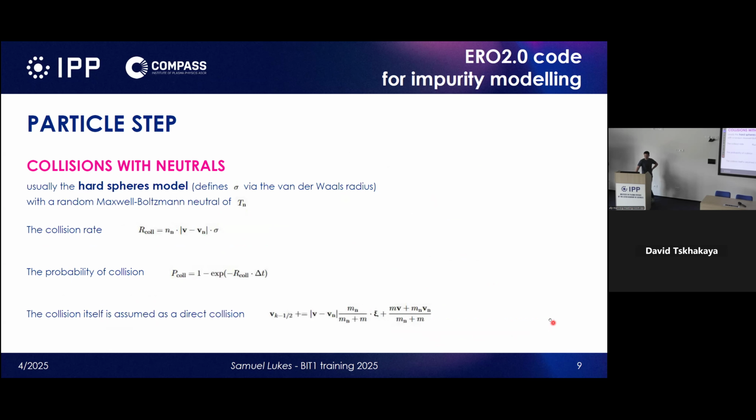How are the collisions with neutrals handled? That's basically, again, the easiest way possible, I would say.